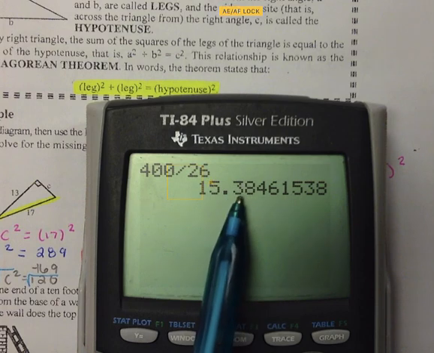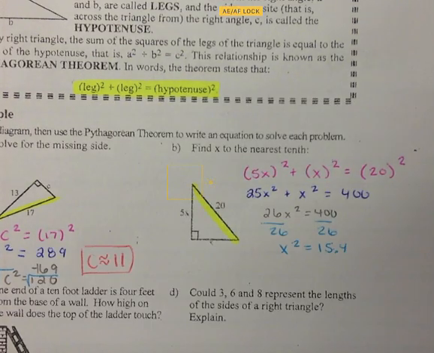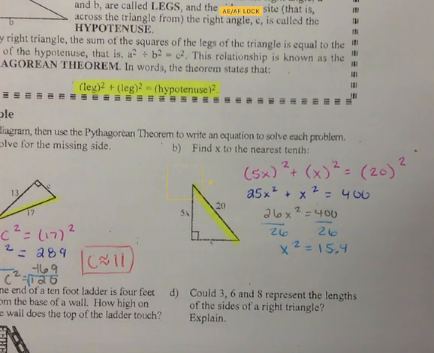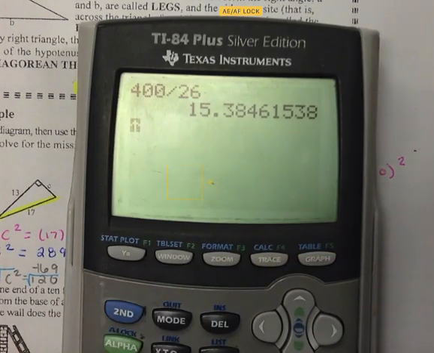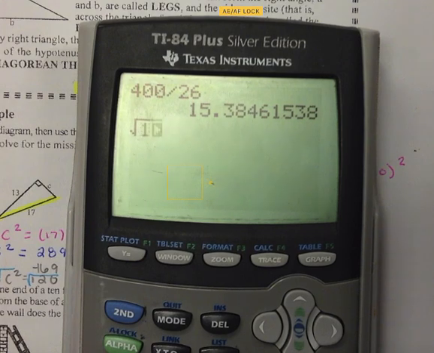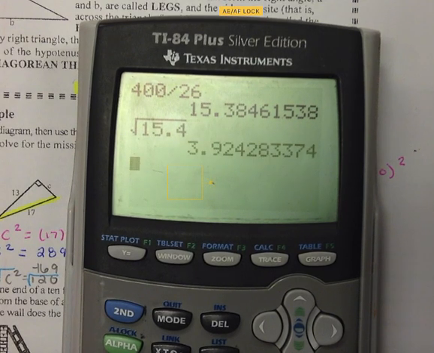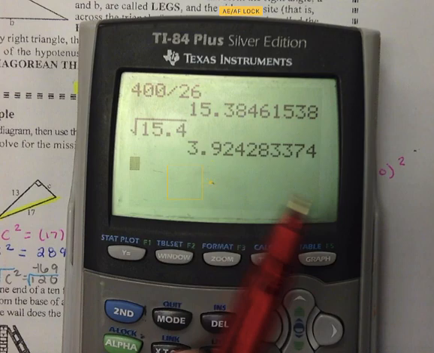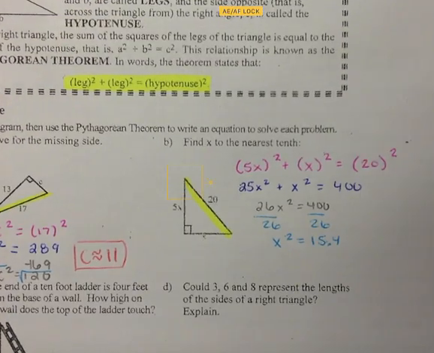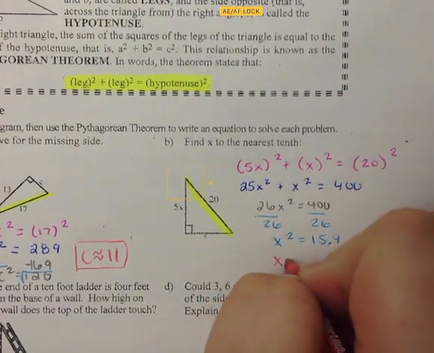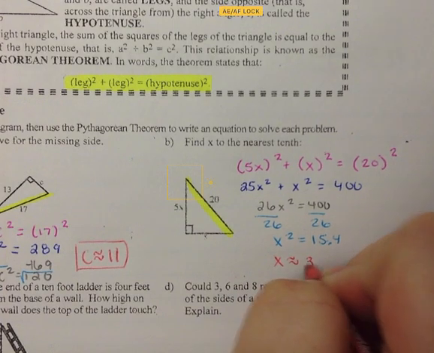We're going to round to the nearest tenth. In order to do this, we now take the square root of that 15.4. The square root of 15.4 is roughly 3.9. We'll round to the nearest tenth. So x is approximately 3.9.